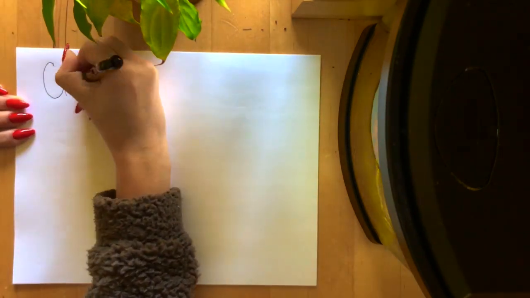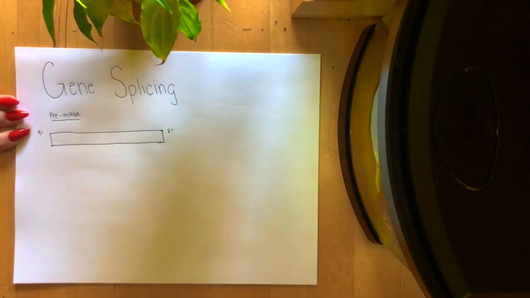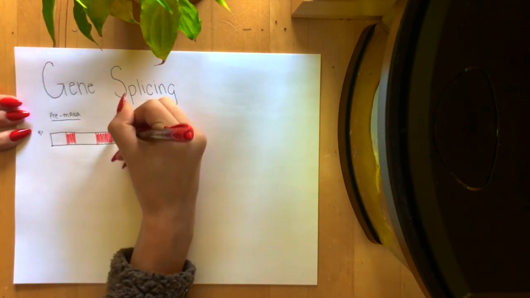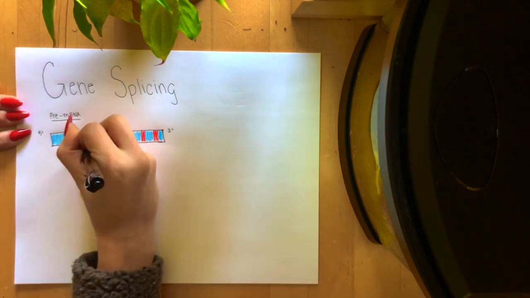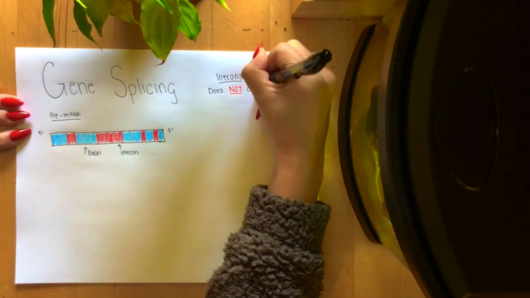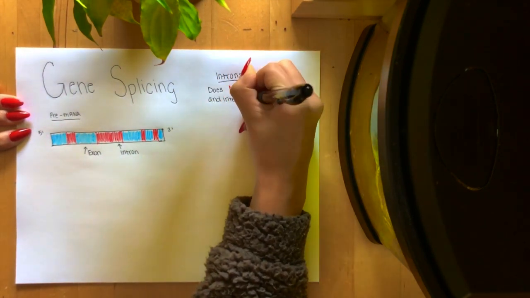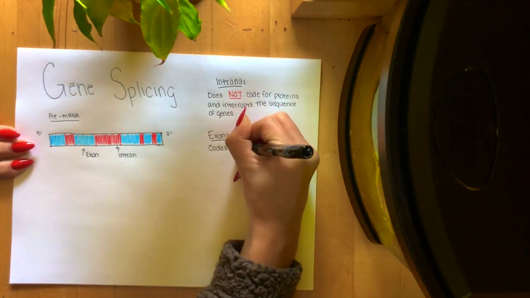Before going to a ribosome, mRNA must undergo gene splicing. When DNA is converted to mRNA, there are pieces of genetic material that are unusable. These are called introns, and they do not code for proteins but interrupt the sequence of genes. The pieces that code for proteins are called exons.